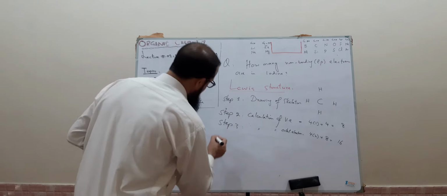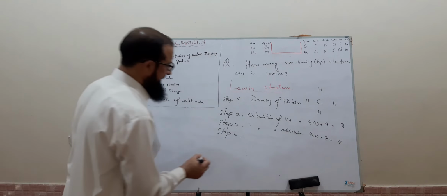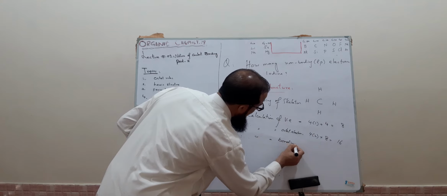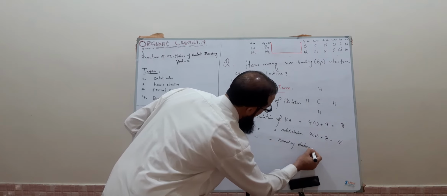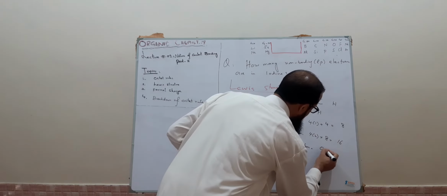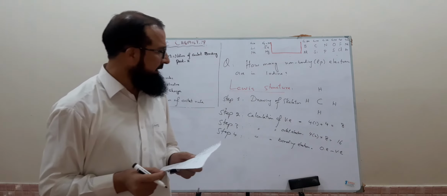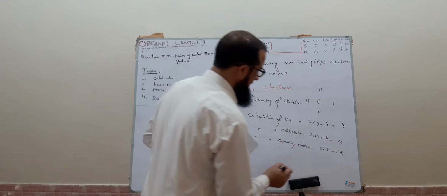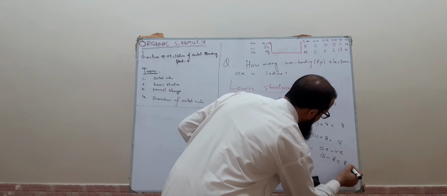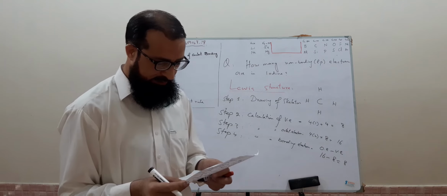Now step number 4 is the calculation of the bonding electrons. How can we calculate bonding electrons? Octet electrons minus valence electrons. There are 16 octet electrons and 8 valence electrons. So we have 8 bonding electrons.